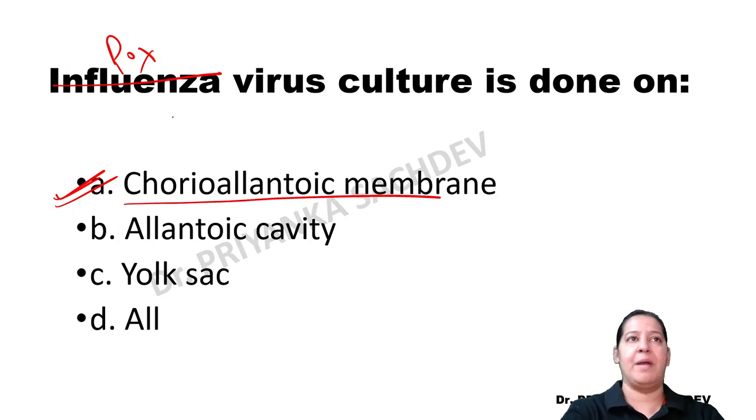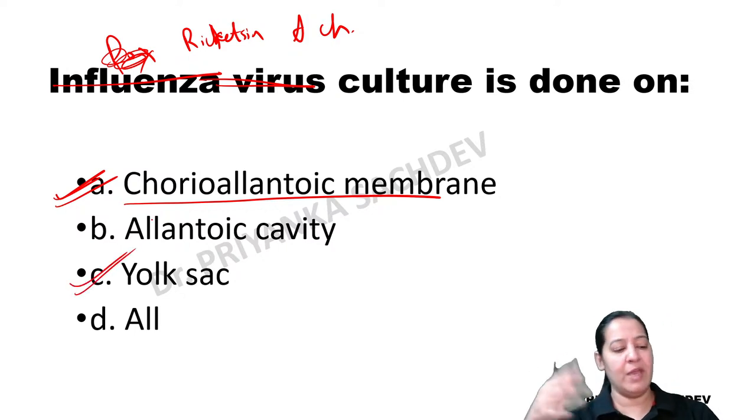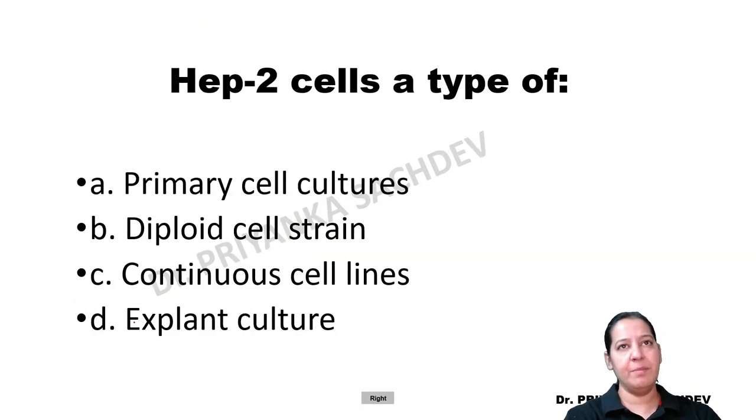That is chorioamniotic membrane. If I change the question to rickettsia and chlamydia, chlamydia culture can be done on which cavity? What is your answer now? From ABCD, your answer will become yolk sac now, right? So in this way, we can change the question multiple times, right? So, can we move ahead? Okay.